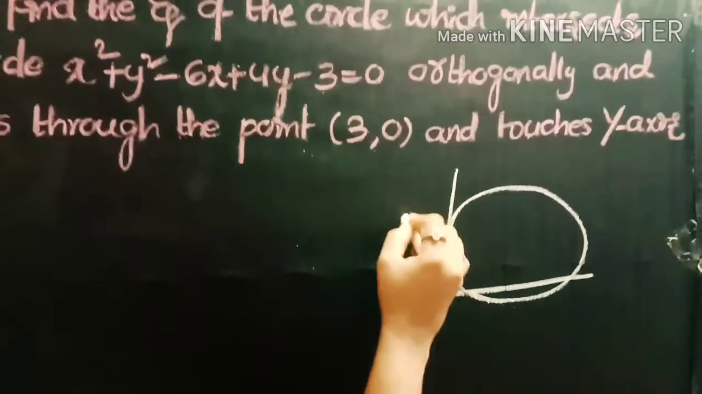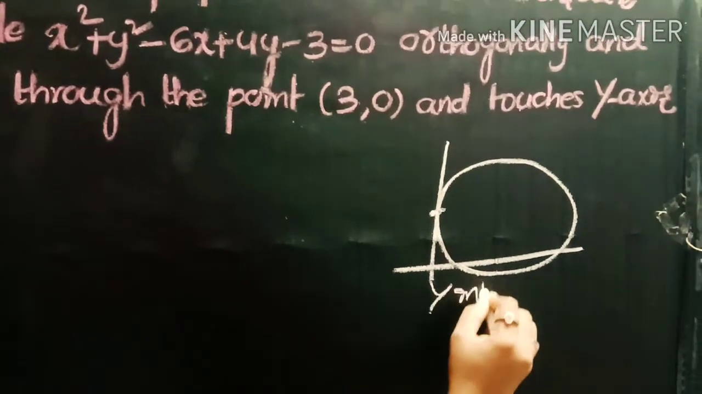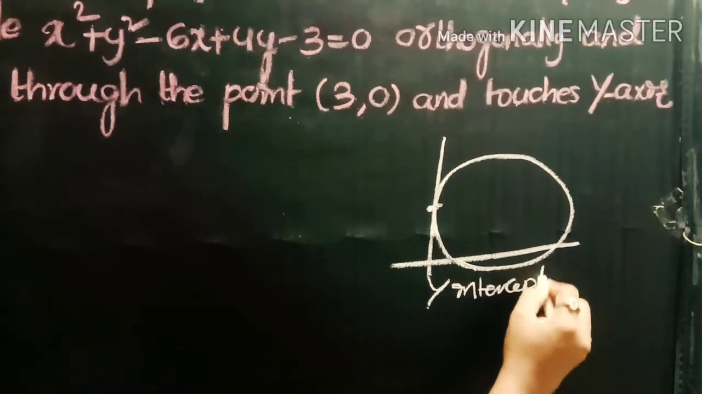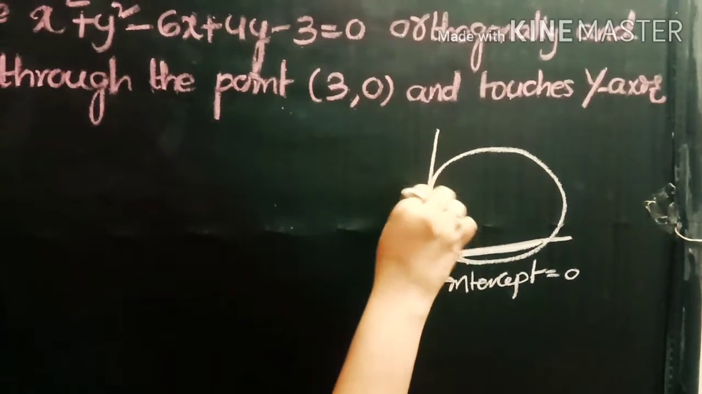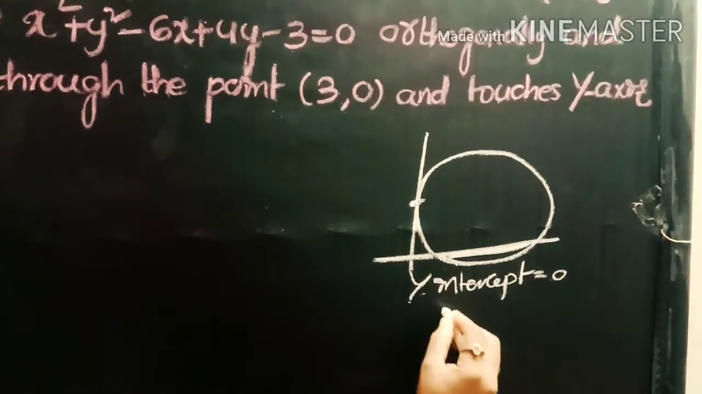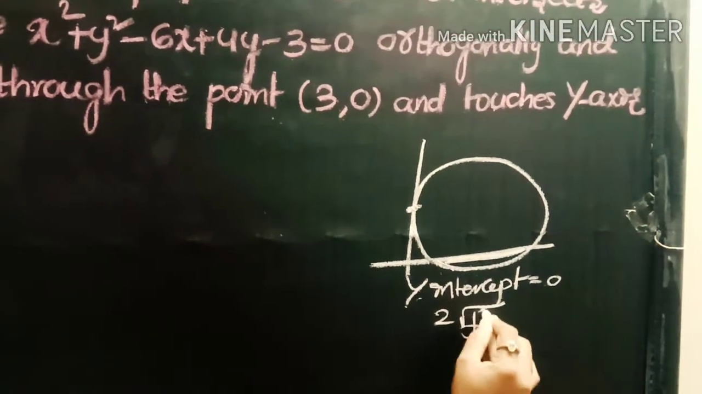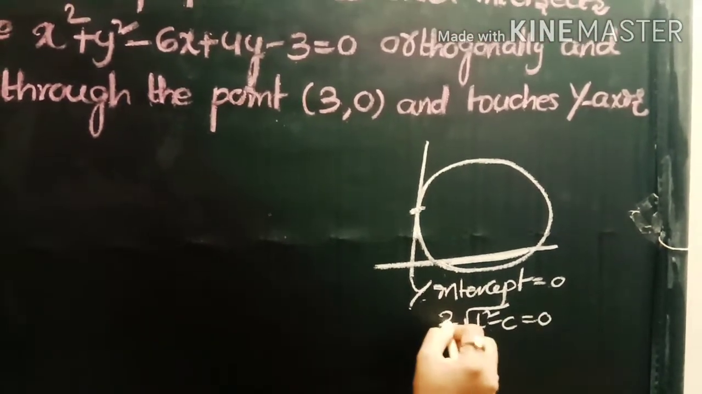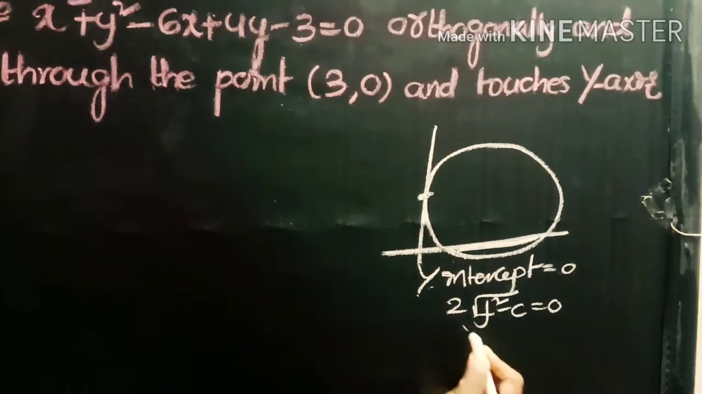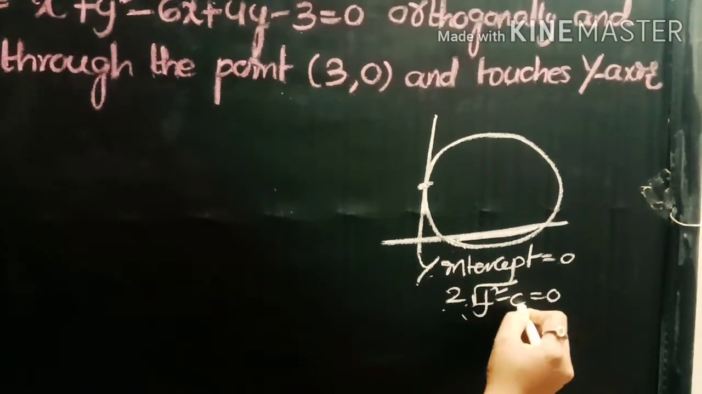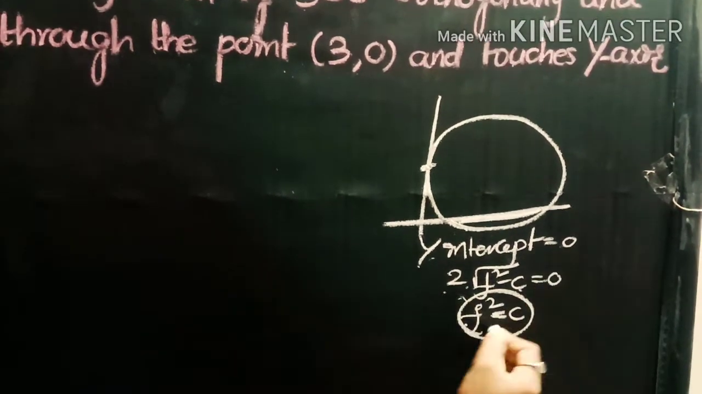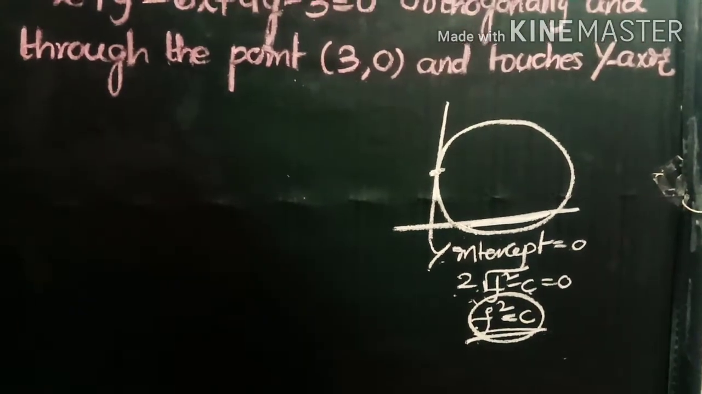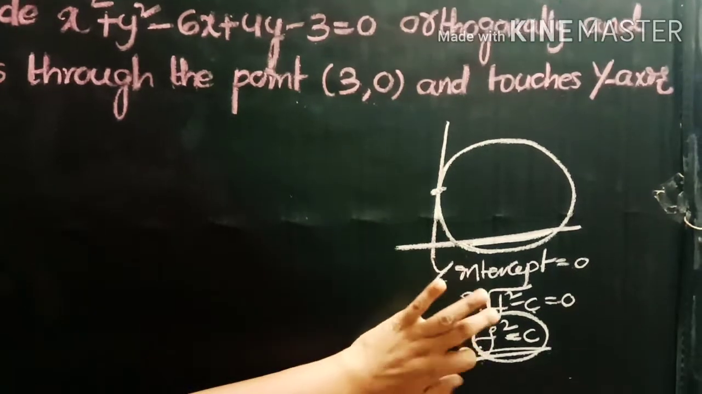Touches the y-axis means the y-intercept is equal to 0. There is no y-intercept here, so the y-intercept is equal to 0. That is, 2 root f square minus c is equal to 0. This is the formula for the y-intercept of the circle. So 2 root f square minus c is equal to 0 means, squaring on both sides, f square is equal to c. So touches the y-axis means we use this condition.